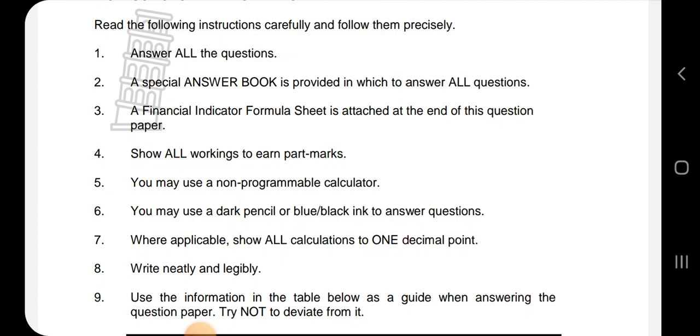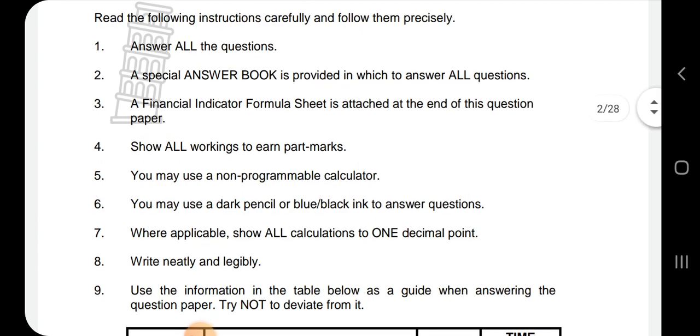Sometimes your calculation is correct, but you transferred the wrong amount by mistake. So it's very important to show your calculations so that your teacher can give you marks. If you include your workings, part marks will be given for your workings. You may use a non-programmable calculator, which is your normal Casio calculator. You may use a dark pencil or blue or black ink to answer questions. Where applicable, show all calculations to 1 decimal point.